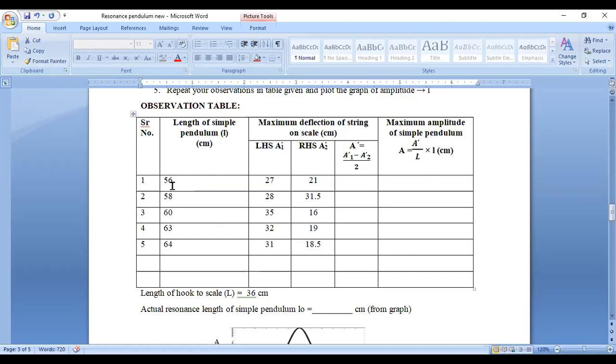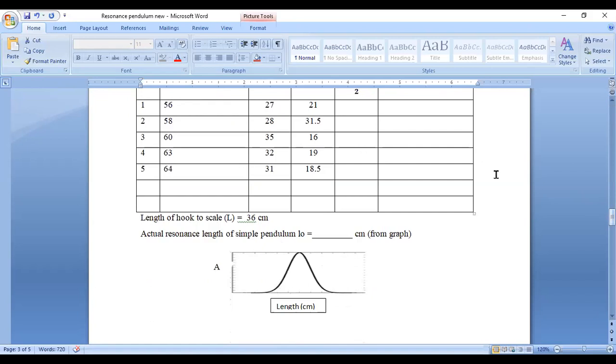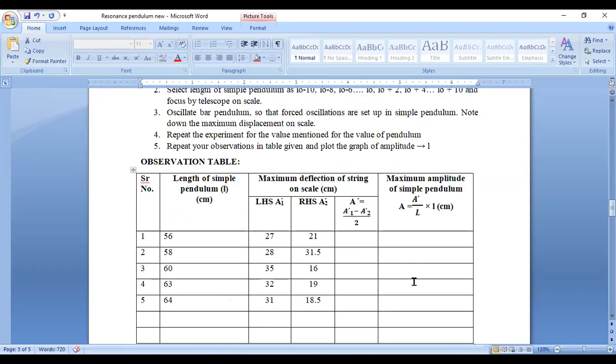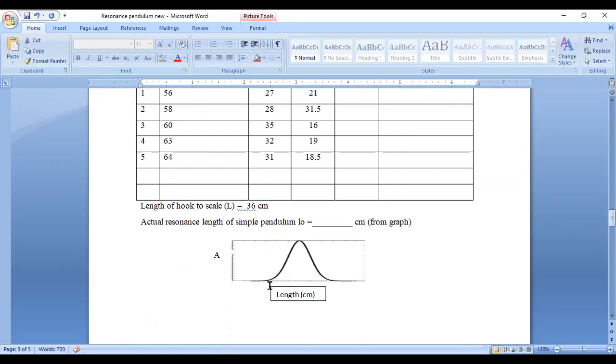The lengths of the pendulum are different. I have taken 56, 58, 60, 63, and 64. Generally, my resonance length is of the order of 59 to 60 centimeter, which you can verify. Now you plot the graph of the amplitude which you have calculated here against the length of the simple pendulum. You can see that the amplitude increases, reaches a maximum, and again decreases. You find out the length at which the amplitude is maximum.